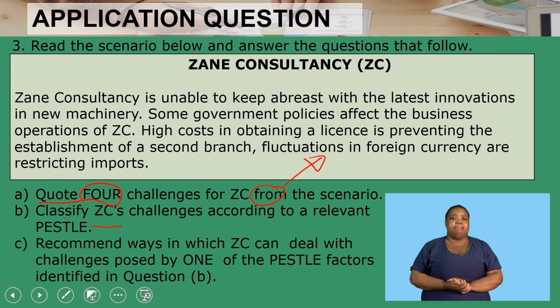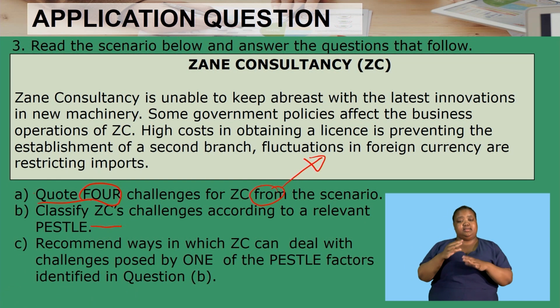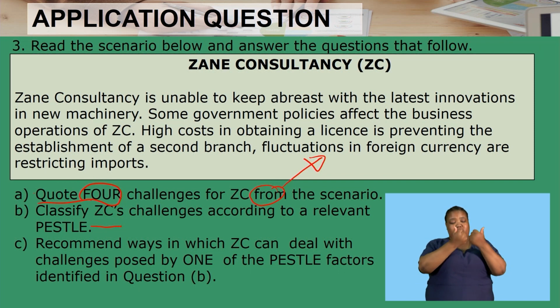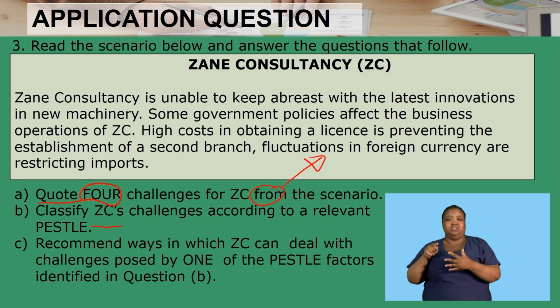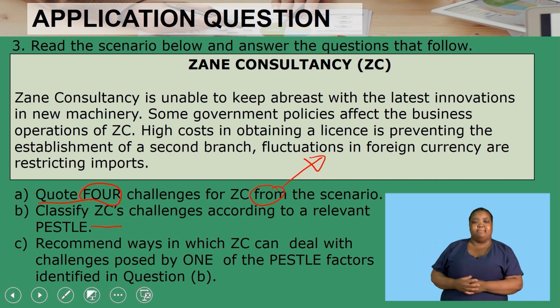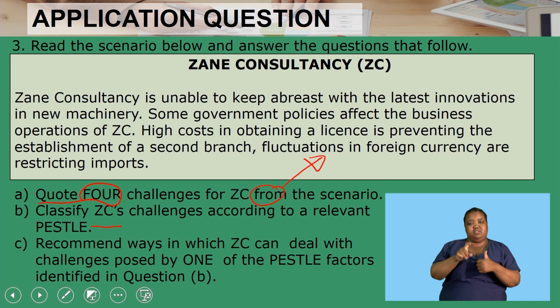Recommend ways in which ZC can deal with challenges that are posed by one of the PESTEL factors identified in question B above. So another thing that we need to know about PESTEL is that for every challenge there is a recommendation, and the recommendation needs to link with the challenge that you've identified. Right, so we're going to start with the first question that says quote 4 challenges.